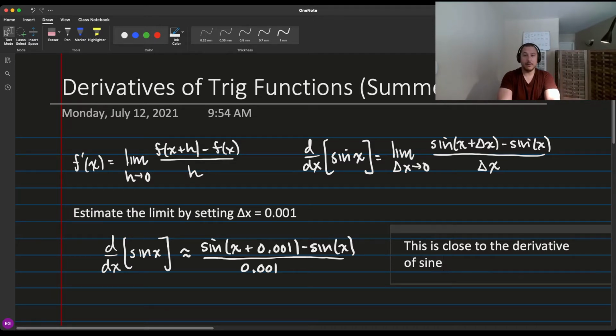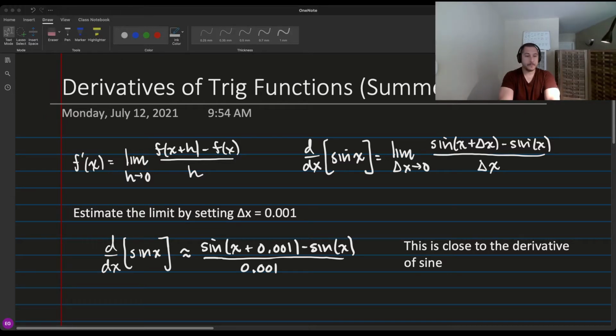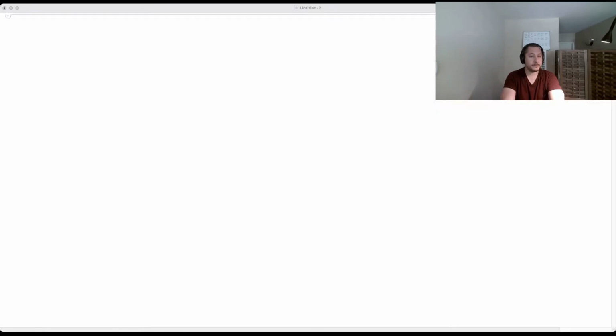Okay, and what we're going to do is go to Wolfram and graph that and see what it looks like. Okay, one second, I'm getting my Wolfram ready. Having a hard time changing the screen. Okay, there we go.